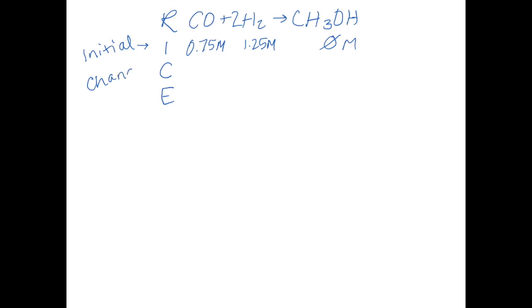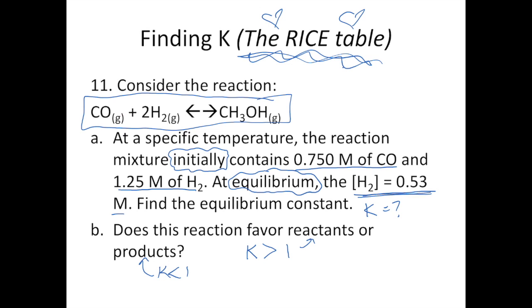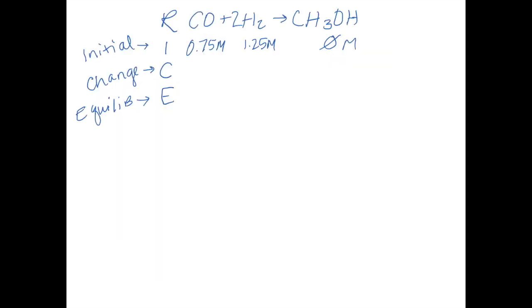The C is for change, so that's how we change over time, and E is my equilibrium, and that's what my concentrations will be at equilibrium. In this problem, we were given that the concentration of H2 at equilibrium was 0.53 molar. So I'm going to put that under my equilibrium column. The change row is going to be minus or plus a value. And if you don't know it, it's X.